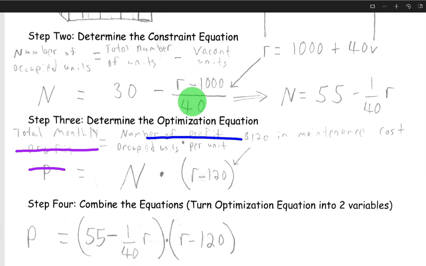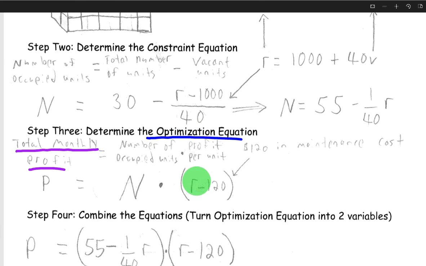So if we subtract the maintenance fees from the rent, that will give us how much the building owner is making each month. So let's say rent is $1,100 a month, or actually, we'll just round it to $1,100, doesn't matter. It costs $120 to maintain that, so that would be $980 profit for that unit. And if we multiply that by the total number of occupied units, that will give us our total monthly profit. So here we have our optimization equation.